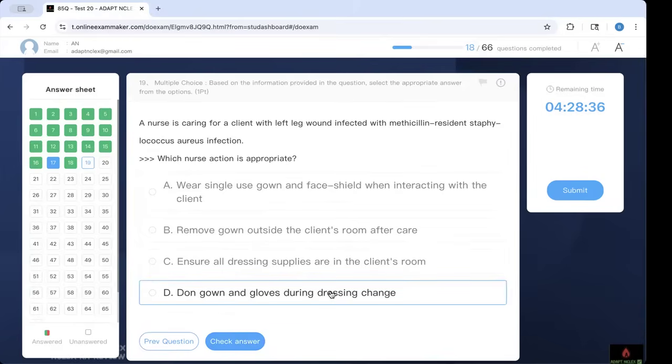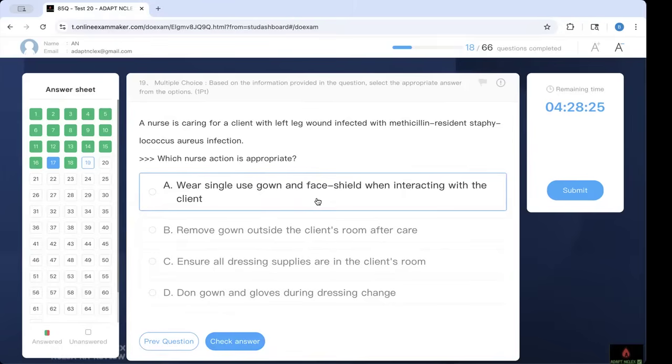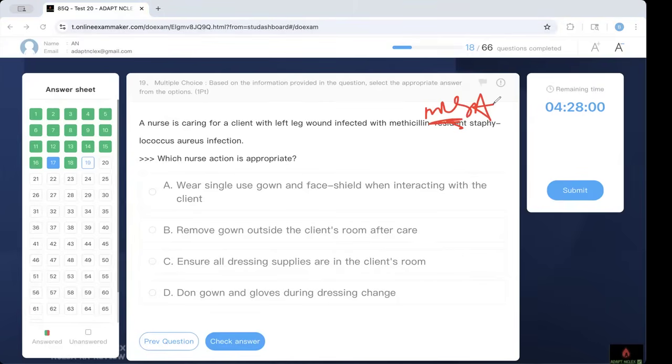A nurse is caring for a client with left leg wound infected with MRSA. Which nurse action is appropriate? Wear a single-use gown and face shield when interacting with the client. Remove gown outside the client's room after care. Ensure all dressing supplies are in the client's room. Don gown and gloves during dressing change. Patient has MRSA. What do you think? What are you going to do? Which function is the most important?